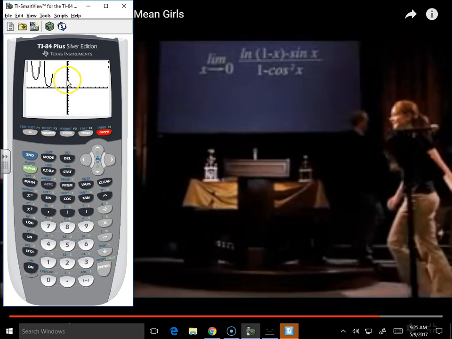We need to get towards 0. Still need to get towards 0. So then it just says error. Do you guys see why? Check out what happens at 0, right?